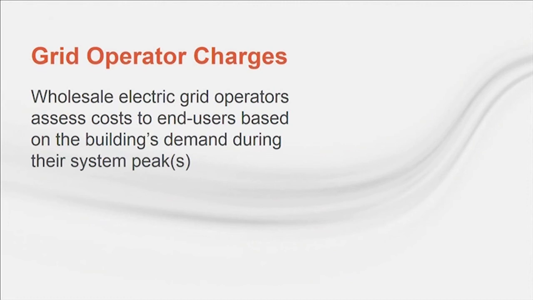Coincidental peak demand is a customer's demand during a grid operator's peak event or events. Each of the major coordinated grid operators has varying coincidental peak demand setting approaches, and you will want to know the method to the madness if you have a facility that operates in one of these markets. Let's break them down with a graphic.